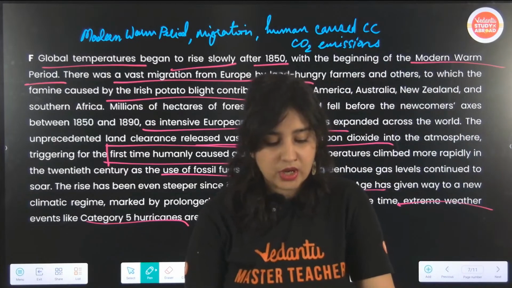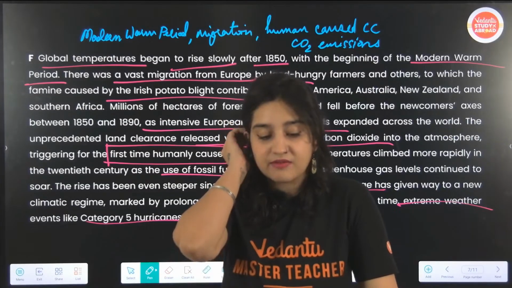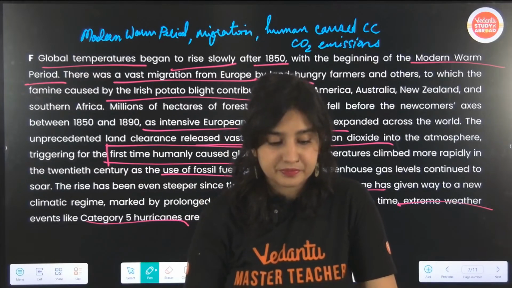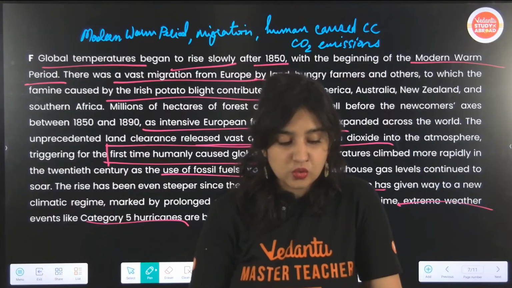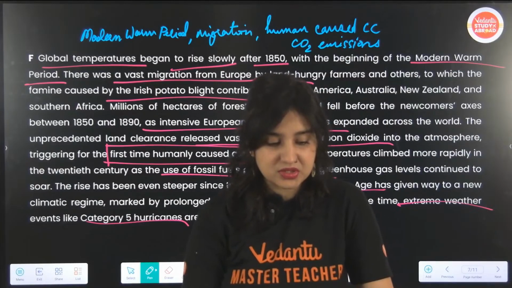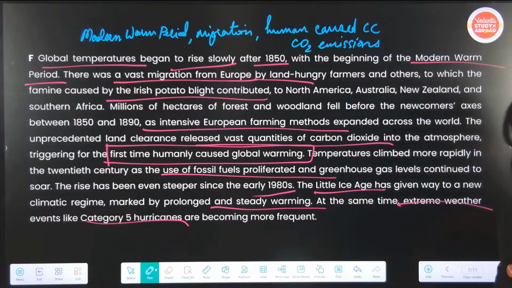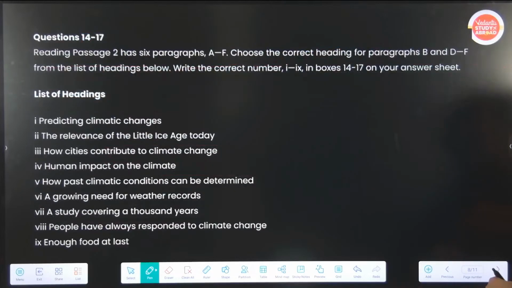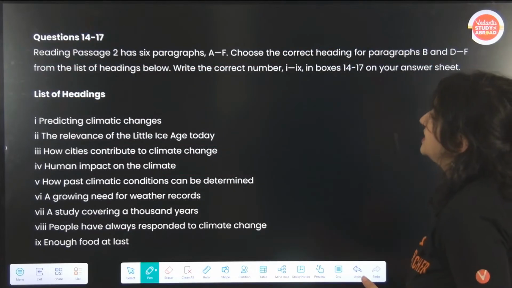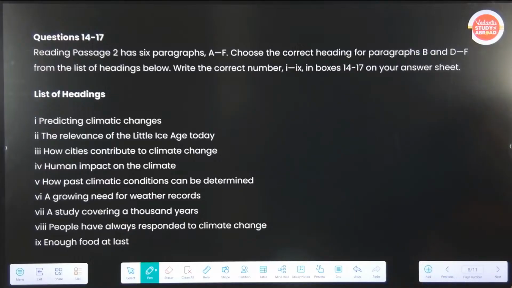Now we are going to move on to our questions. Okay, now you will have to answer all of these questions. I will not be answering them for you like yesterday. So here we are. Reading passage 2 has 6 paragraphs A to F.